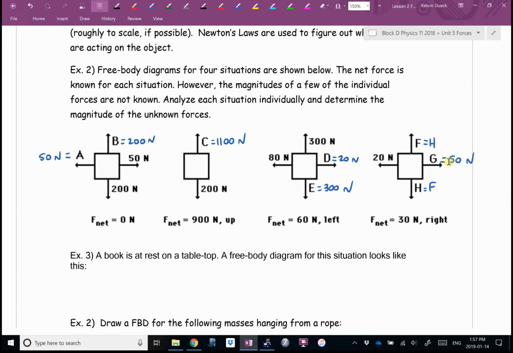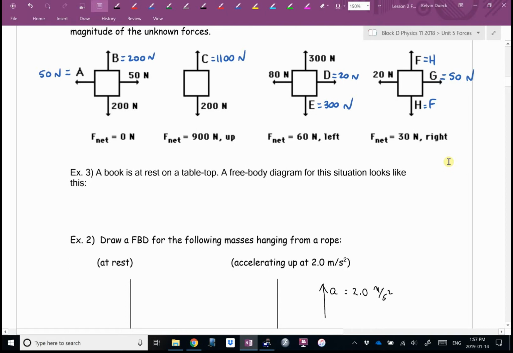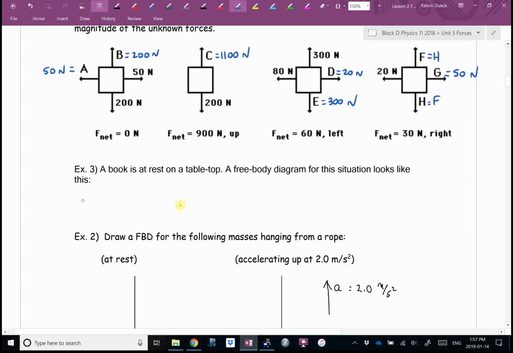Now let's actually bring in some actual numbers. I don't think I like example 2. I kind of like example 3. Example 3 says this: a book is at rest on a tabletop. A free body diagram for this situation looks like, let's represent the book with a dot.